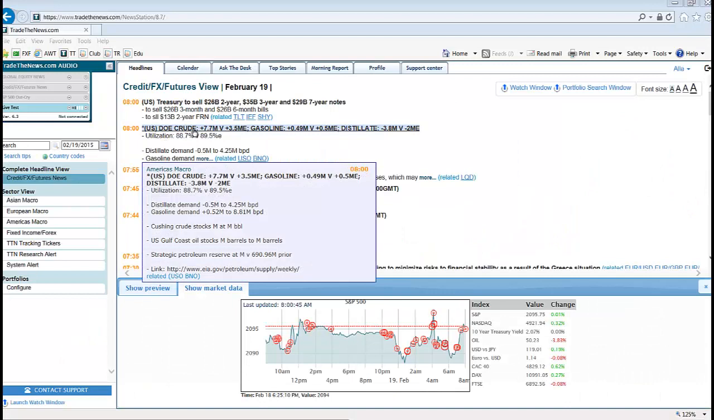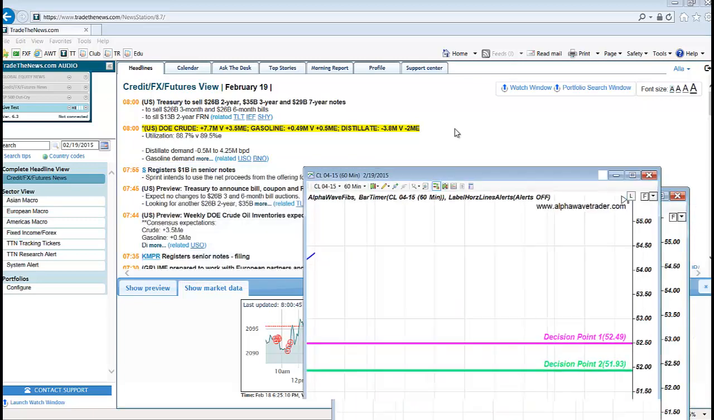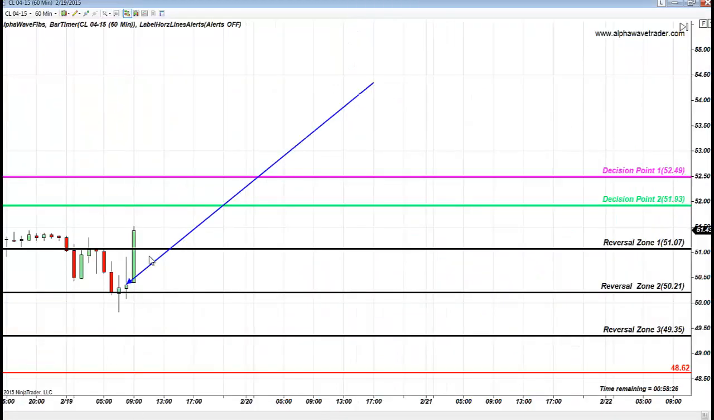Oil news is out. We have twice as much supply of oil as we need. Shocker. It means oil should collapse in price. But oh no, our buyers remain bullish since early this morning. And here is this bullish rally blasted through 51.